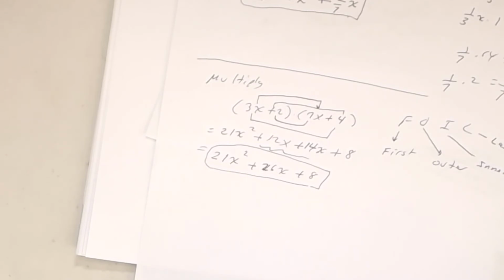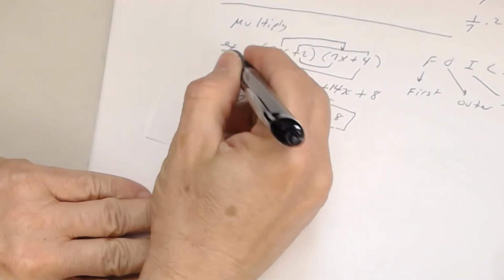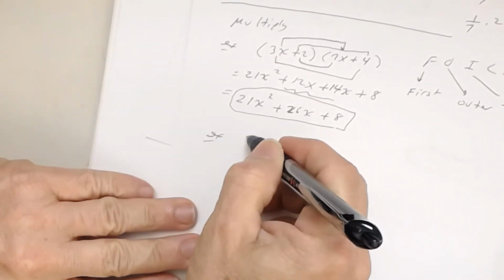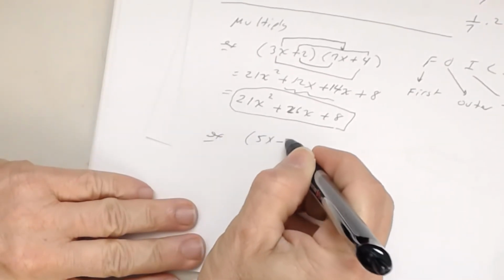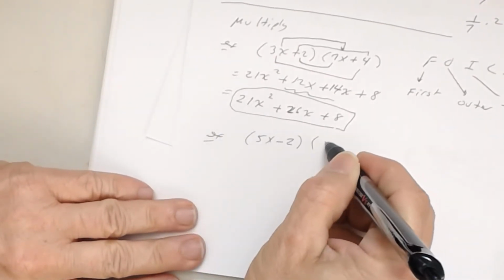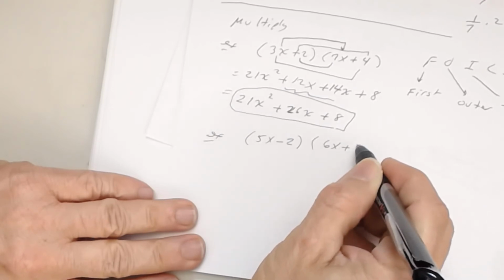I know, it is. All right, let's do this example. Suppose you had 5x minus 2 times 6x plus 1.